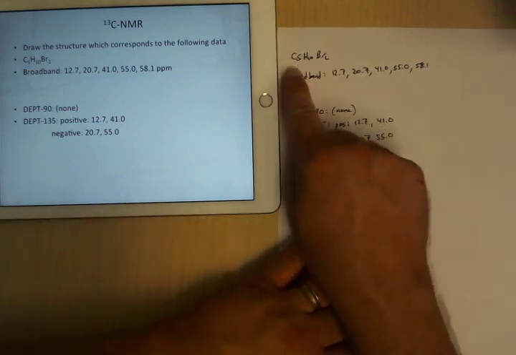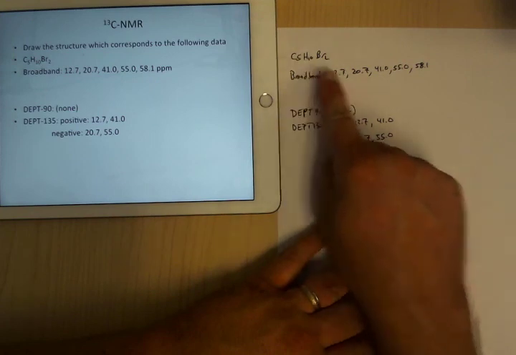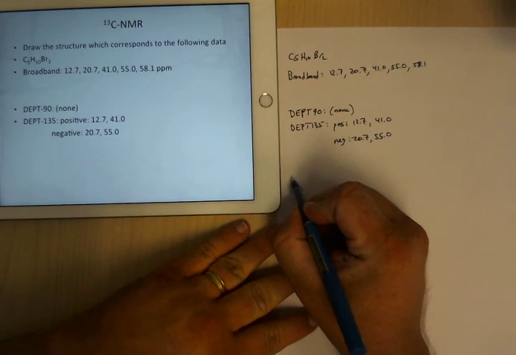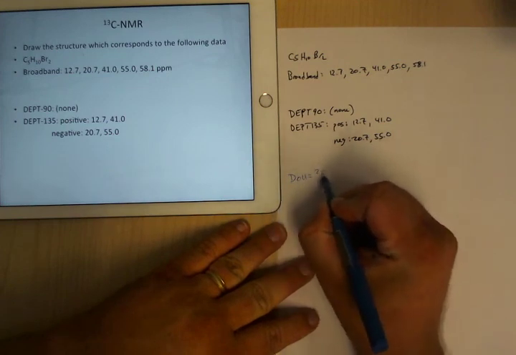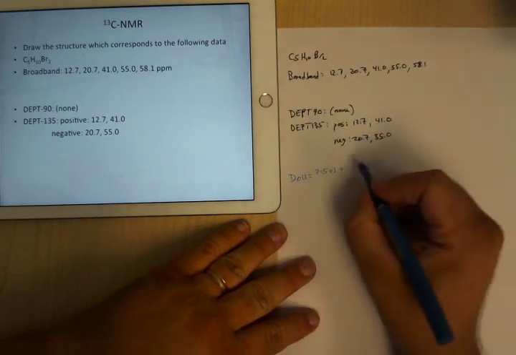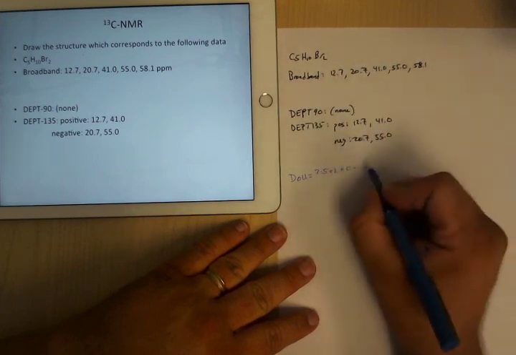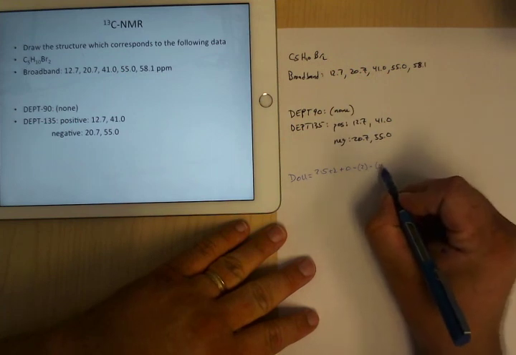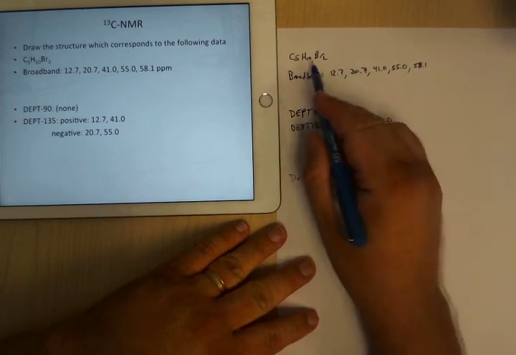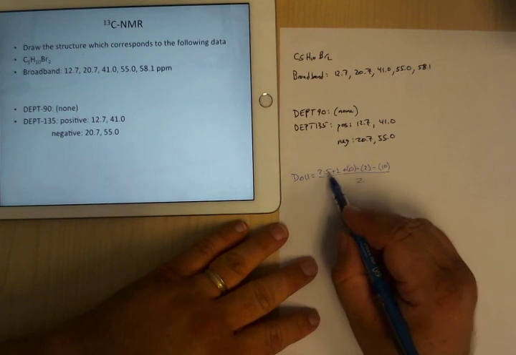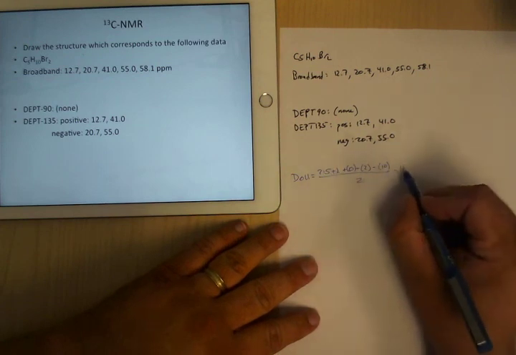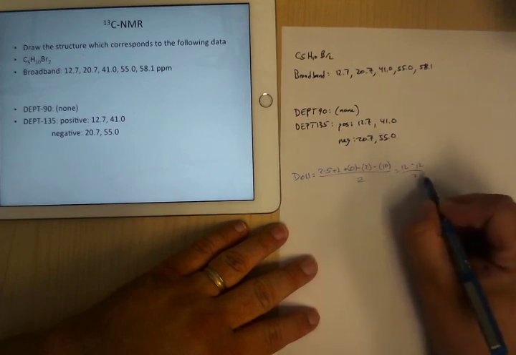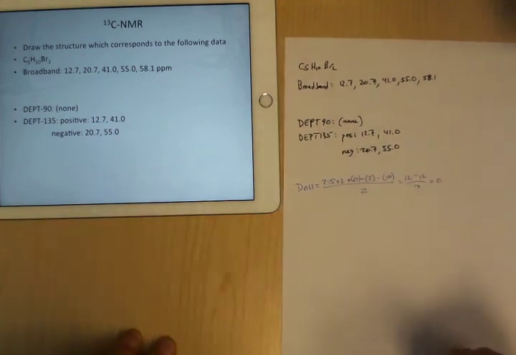So first things first, we have 5 carbons and 1, 2, 3, 4, 5 signals, so you don't have to worry about equivalency. We're going to do DOU first: 2 times 5 plus 2. We don't have any nitrogens. We do have 2 bromines, so 2 halides, and then 10 hydrogens. So 10, 12, and then minus 12 equals 0. Hey, that'll work.